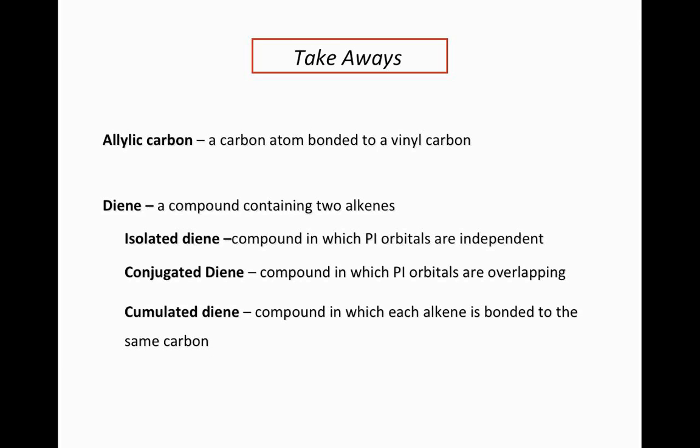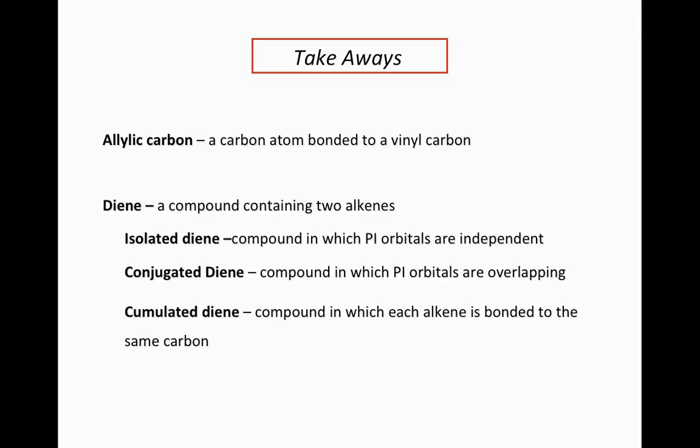First is the isolated diene, a compound which has two alkenes with pi orbitals that are independent of one another. Second is a conjugated diene. Here we have a compound with two pi orbitals that are overlapping or are conjugated with each other. Third, we have cumulated dienes. These are dienes in which the two pi bonds in the two alkenes are bonded to the same vinyl carbon.